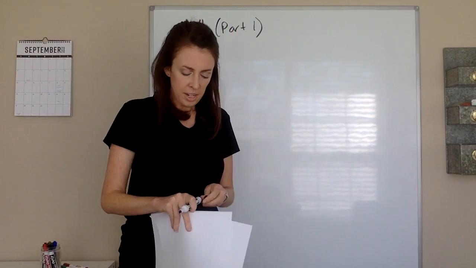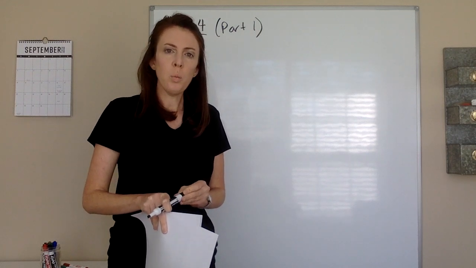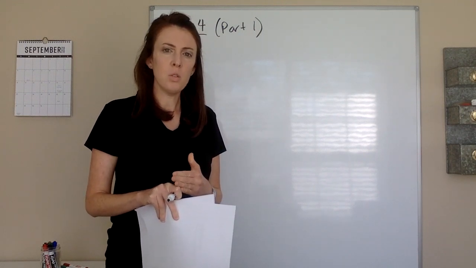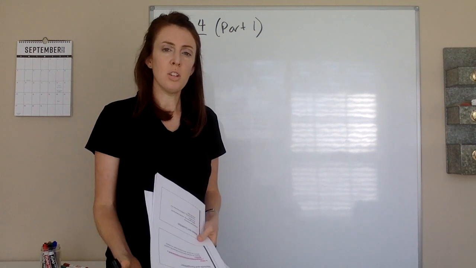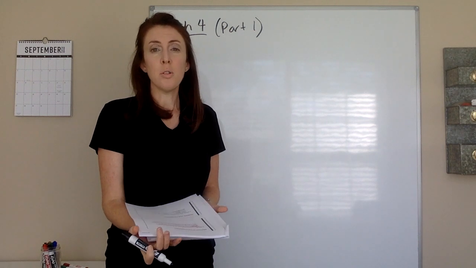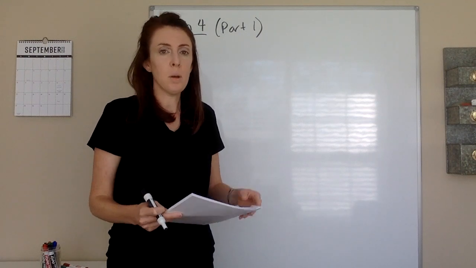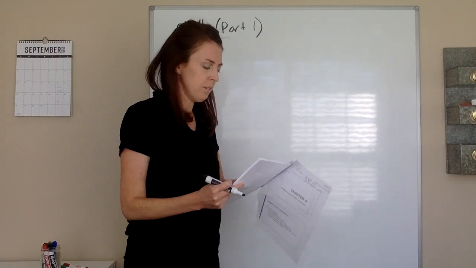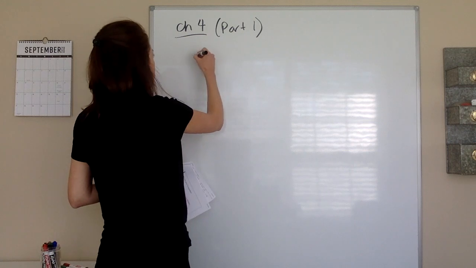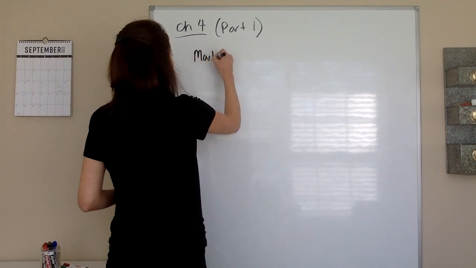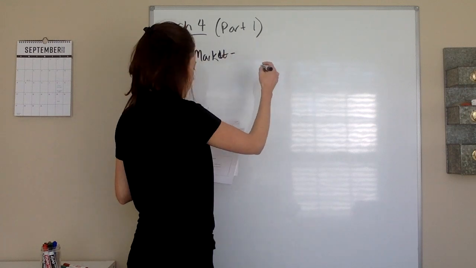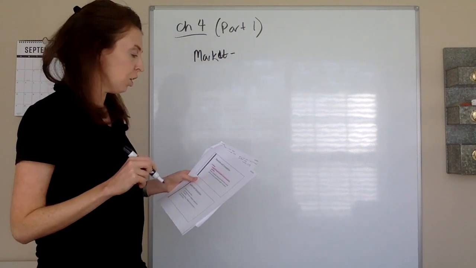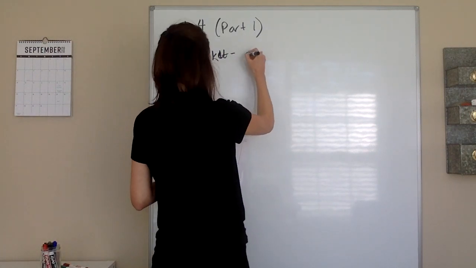Okay, so to just set the stage for you, when we plot supply and demand in economics, we do so for individual markets. So each market is going to have its own supply and demand curve, and so it's important to understand what a market is to begin with. So I'm going to give you the definition, and then we'll talk about it. The definition of market is a group of buyers and sellers of a particular good or service.